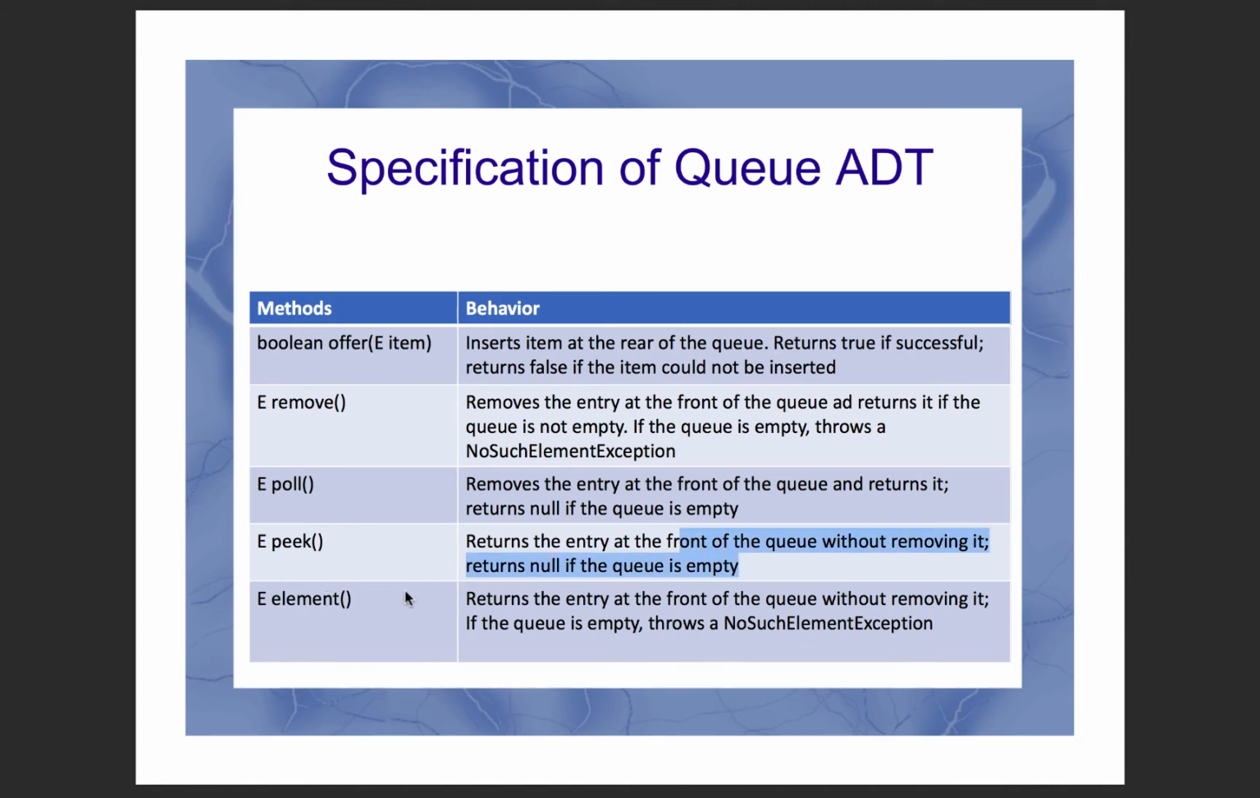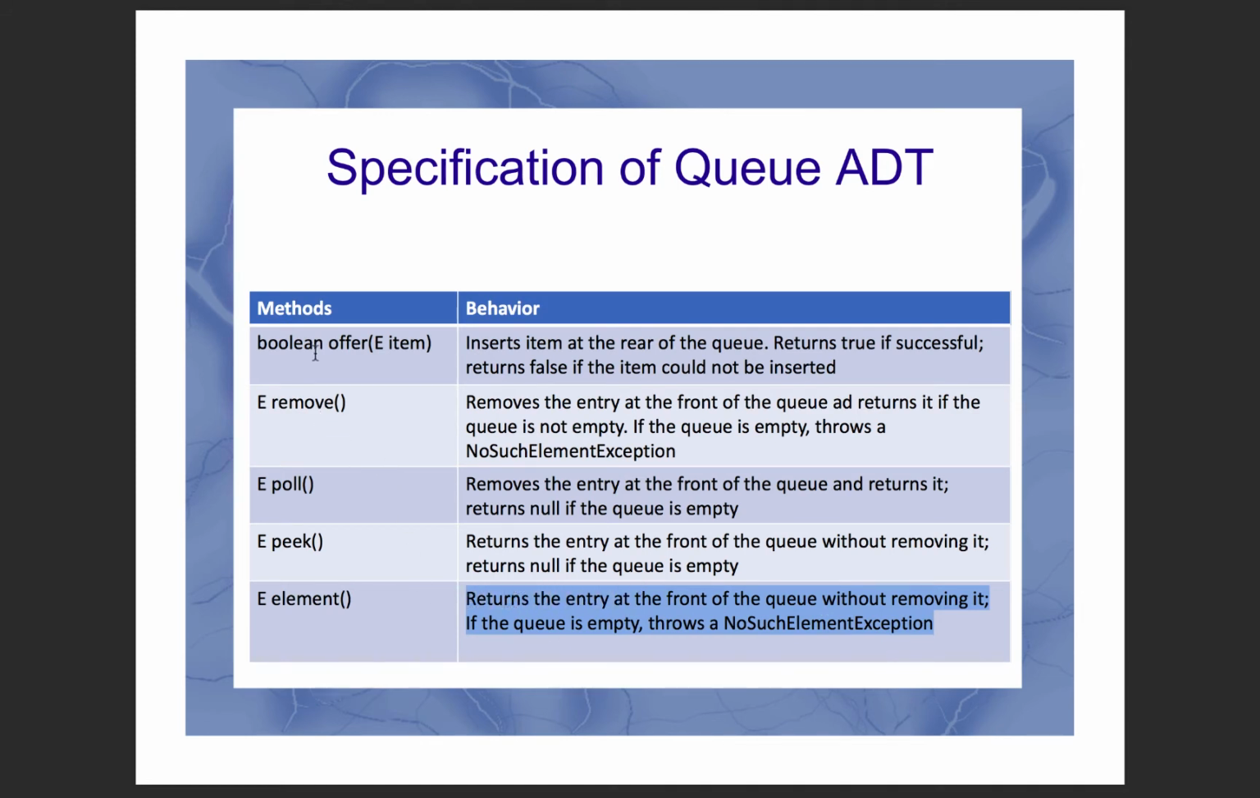And finally, the element method returns the entry at the front of the queue without removing it. If the queue is empty, then it throws a NoSuchElementException. So this is quite similar to the peek method. The difference is that the peek method returns null if the queue is empty, whereas the element method throws an exception if the queue is empty.